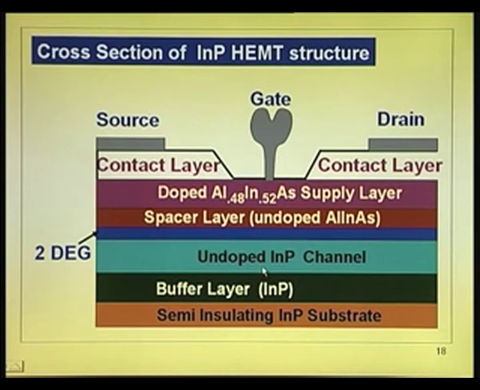Same device: semi insulating layer, buffer layer of indium phosphide, undoped indium phosphide layer, there is a channel, undoped aluminum indium arsenide, aluminum indium arsenide. All that you have done is, instead of indium gallium arsenide, you put indium phosphide. People expect this to give better performance than gallium arsenide because of high velocity overshoot effects.